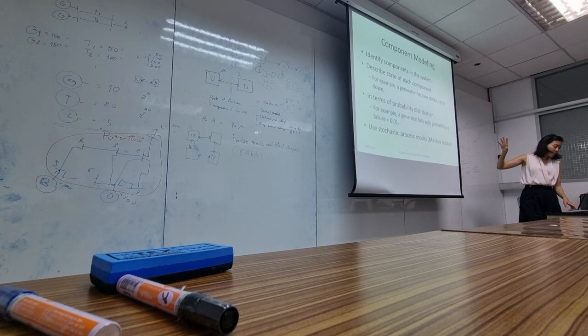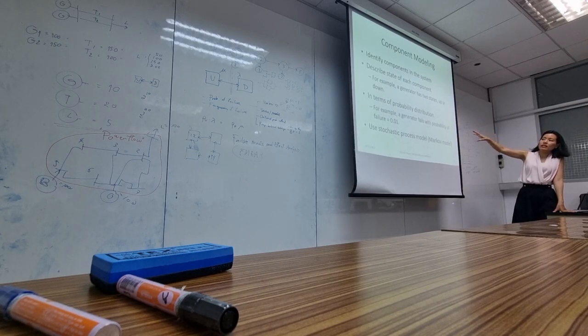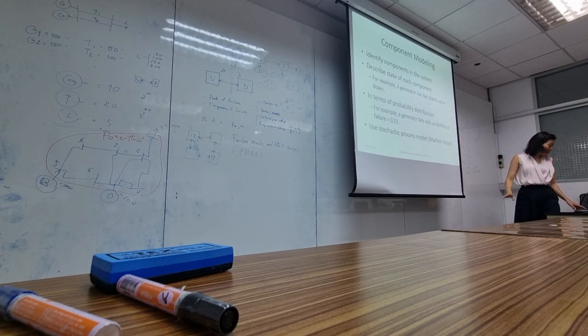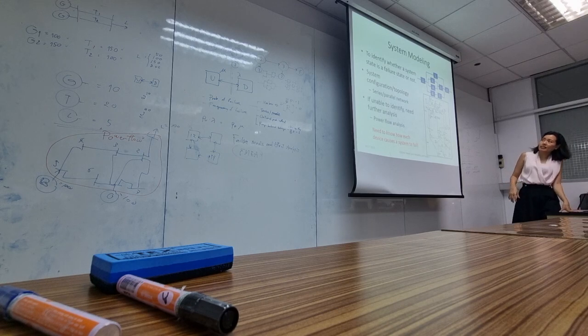When you do the analysis, you have to identify all the components in the system to describe the states. And if you look at the probability distribution, you want to find out the failure probability. All of this, we use a Markov model to represent. That is a component. This is what we studied today: component modeling.